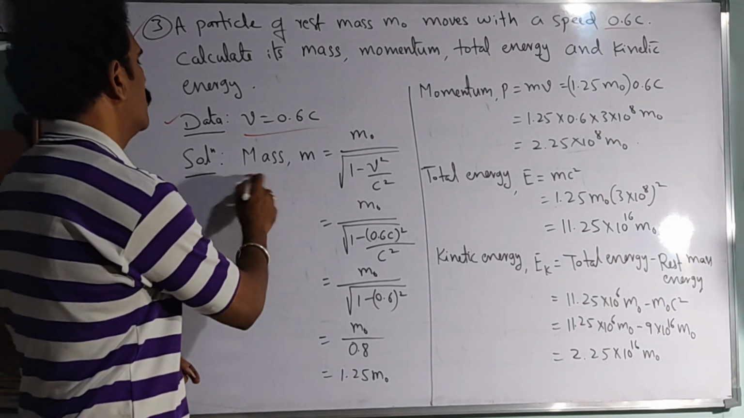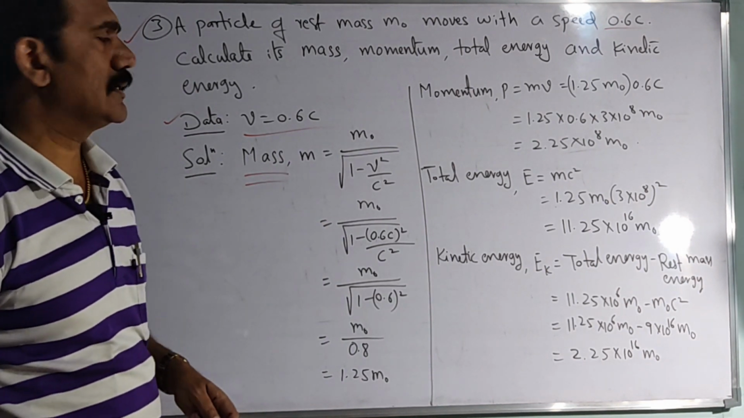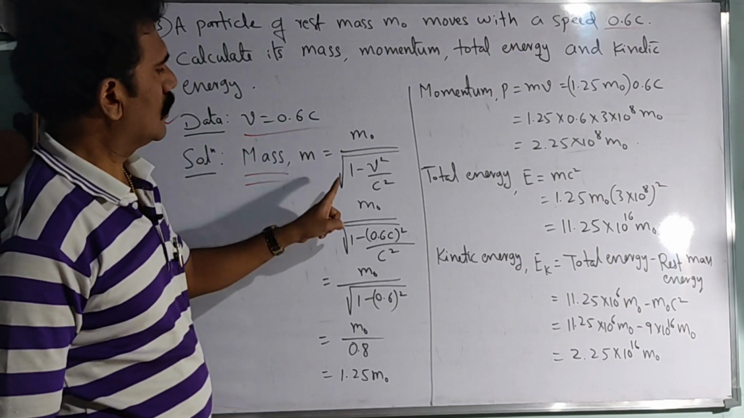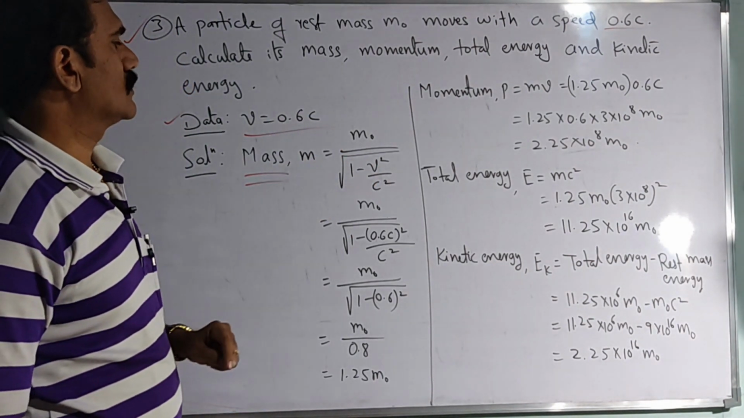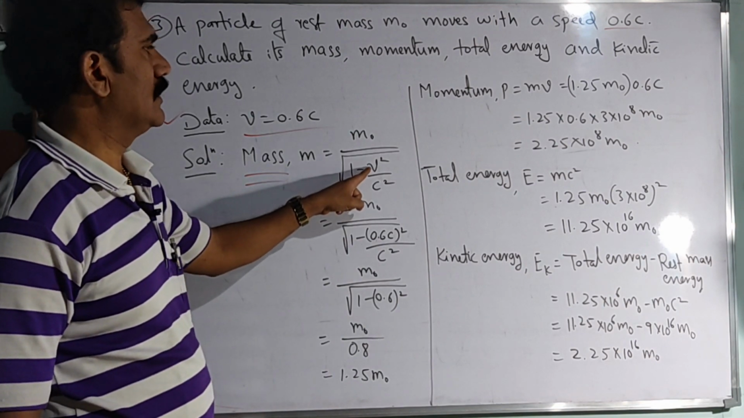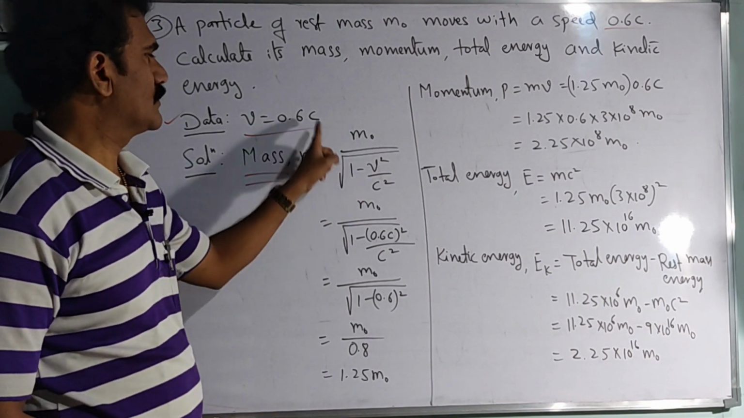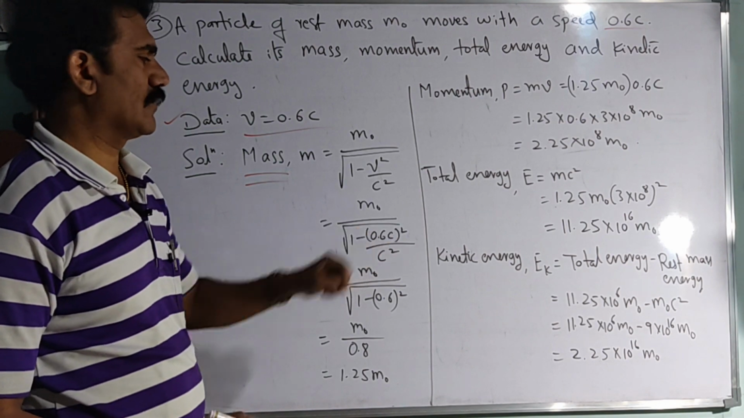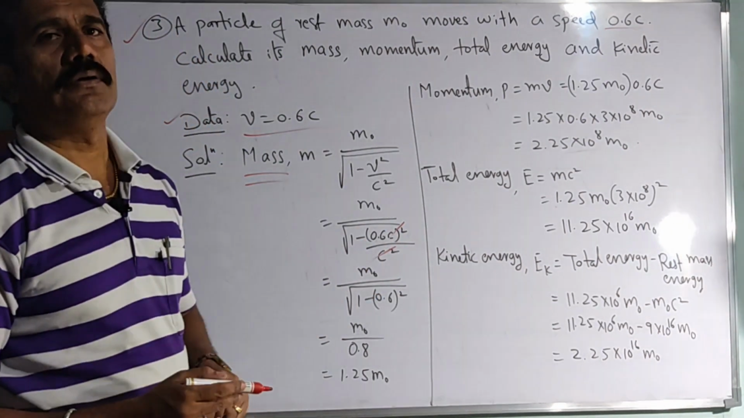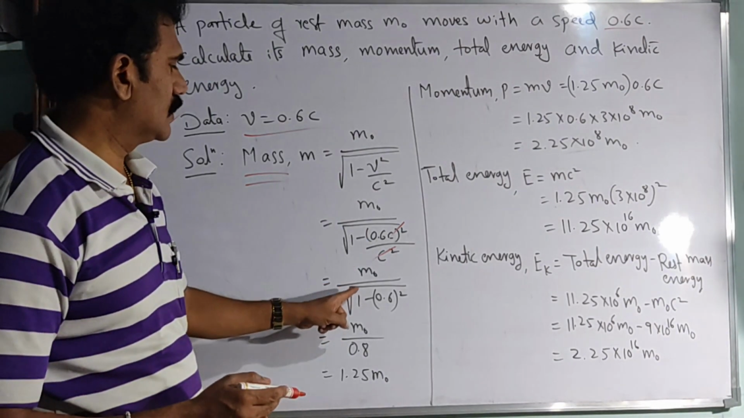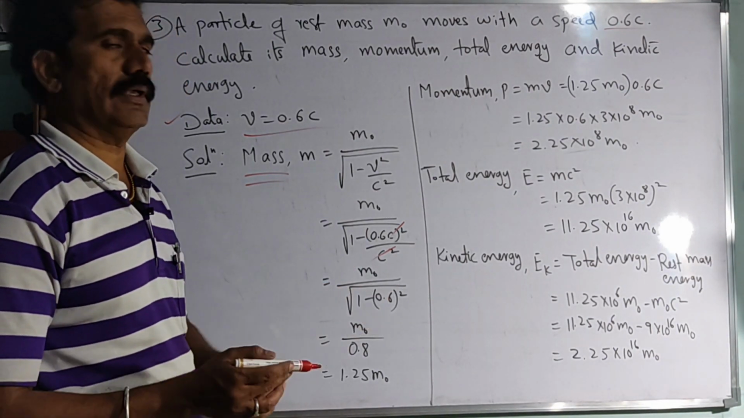Then use the equation of the relativistic mass, that is m is equal to m naught by square root of 1 minus v square by c square, right? Now we have to substitute the given velocity of the particle v as 0.6 times of c. So 0.6 c whole square it is, correct? So now I can cancel this c square. So left with m naught by square root of only 1 minus 0.6 whole square.